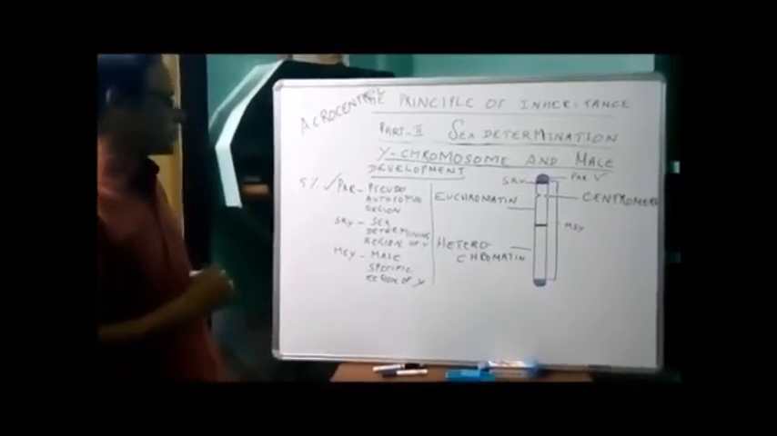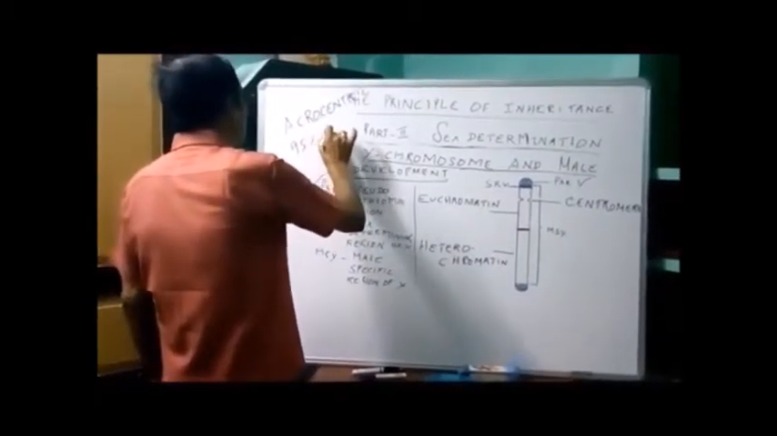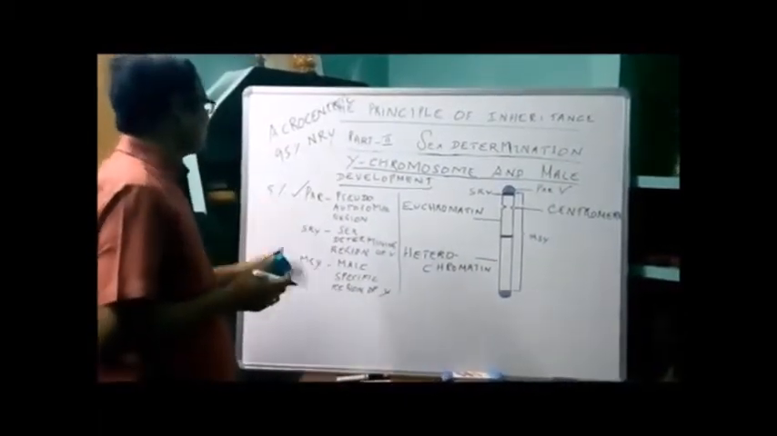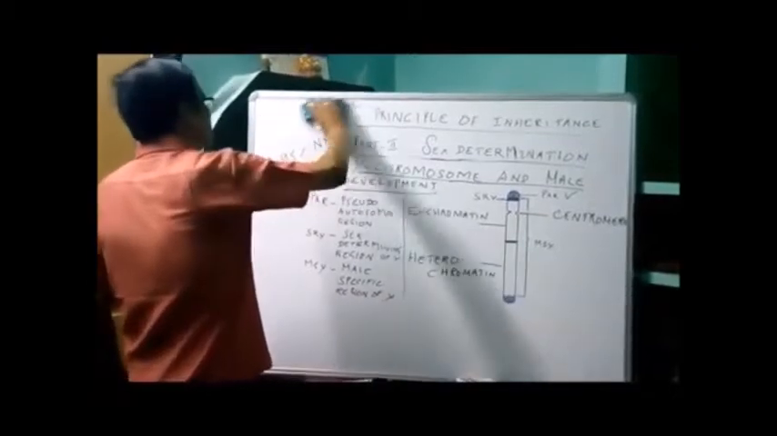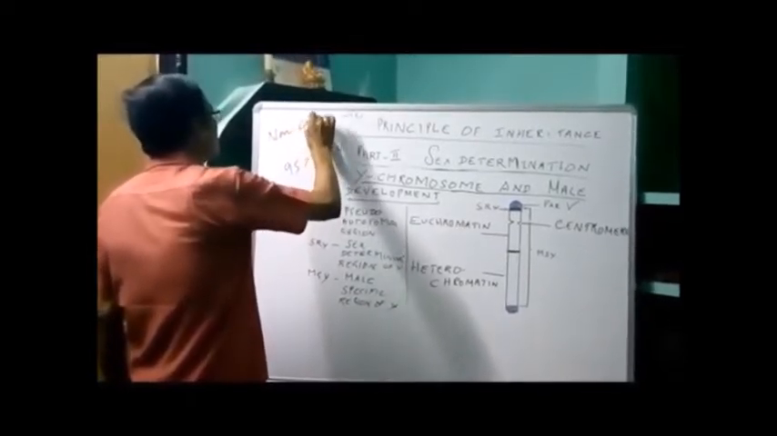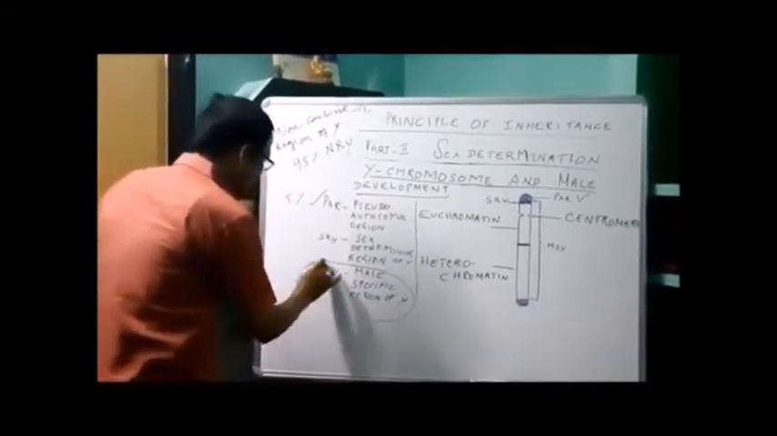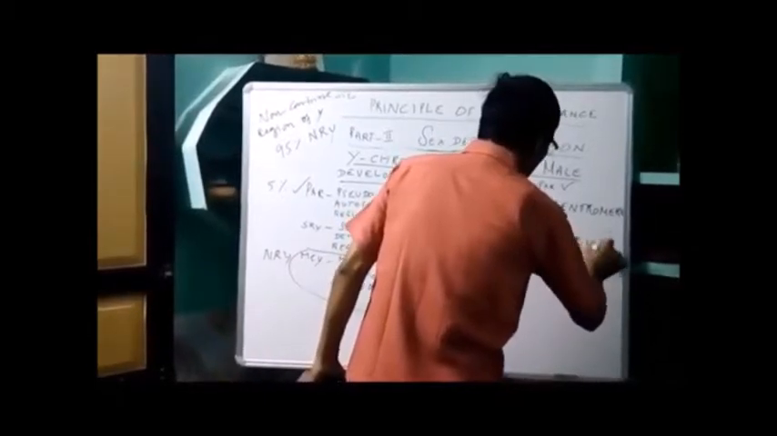The remaining 95% is called NRY. So pseudo-autosomal regions form only 5%, and the remaining 95% is the non-combining region of the Y chromosome, also called MSY, otherwise called NRY.